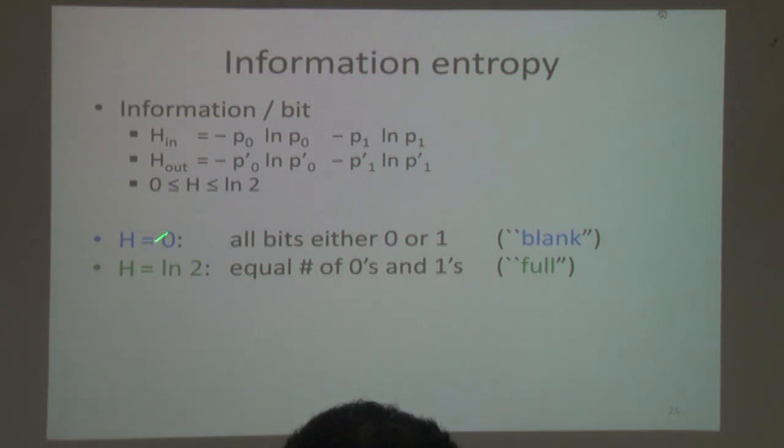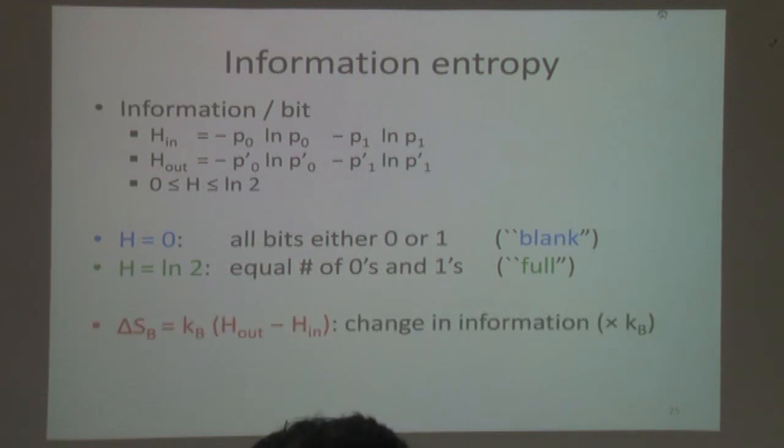If, however, the information entropy has the maximal value, we can show that that situation corresponds to having an equal number of zeros and ones on the average in the stream of bits. And finally, by change of information per bit, I mean the following. It is simply the difference of the information content of the outgoing bits minus the information content of the incoming bits. That is the change in information in the bits.